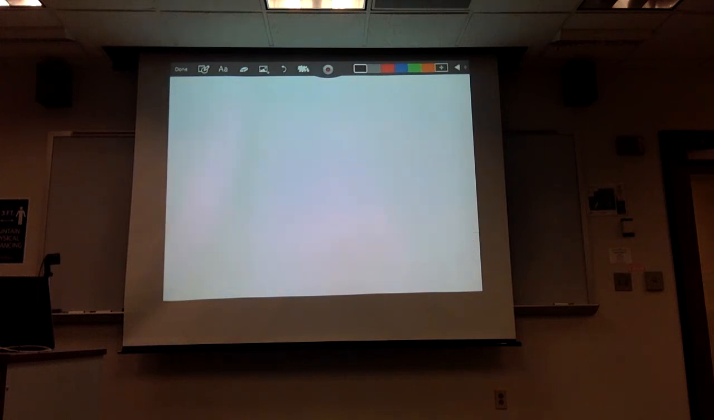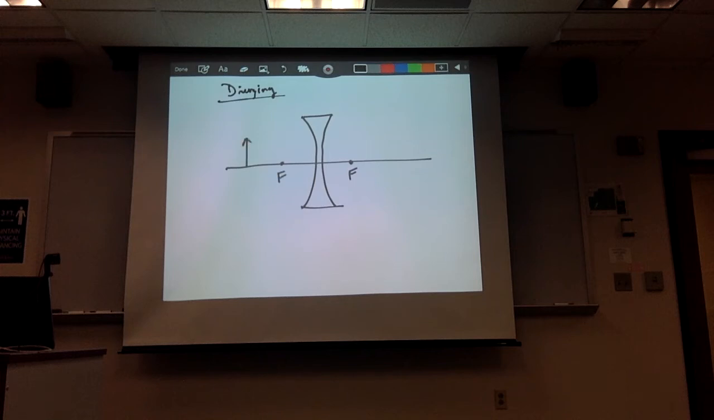So let's now look at a divergent lens. So here's my diverging lens. Here then is my principal axis. Again, here are my two focal points. I got one on this side and then one on this side. And again, all we're going to do is throw in some sort of object. There is my object. So what are my principal rays in this case?